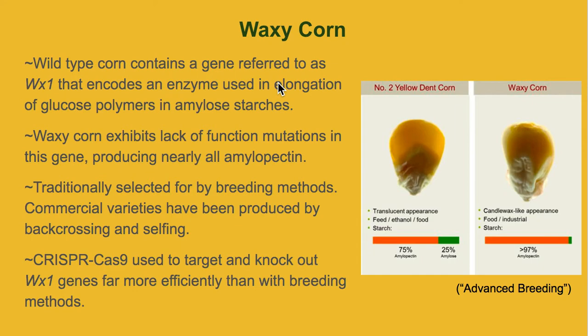So it's important to note that this can be selected for through breeding methods, but CRISPR-Cas9 has been used much more effectively and efficiently to target these WX1 genes and knock them out in order to produce waxy corn for the specific purpose that they're looking for.